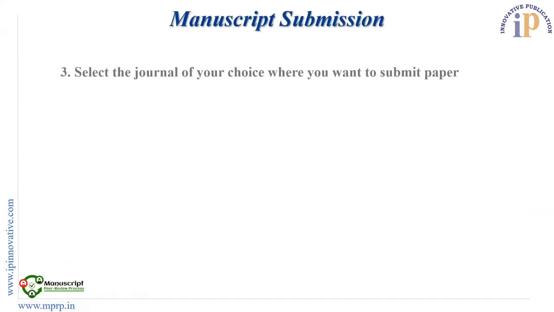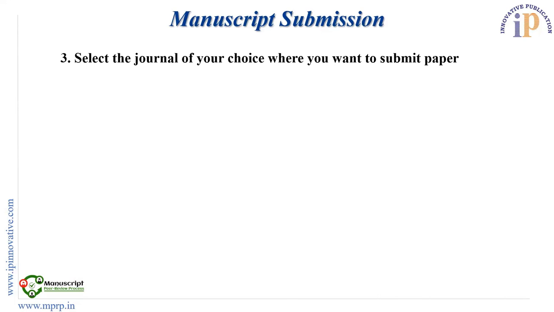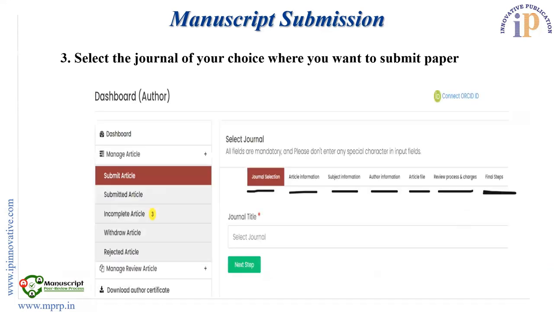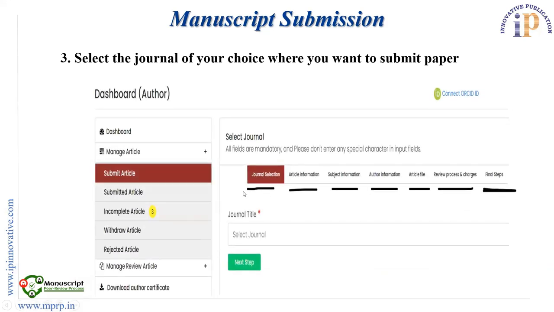After that, step three, select the journal of your choice where you want to submit the paper. When you click on submit article, you will first get the option of journal selection. So from here, select the journal. You can choose the journal from the drop-down box. Here we have 50 plus journals, so you can choose the journal as per your paper.